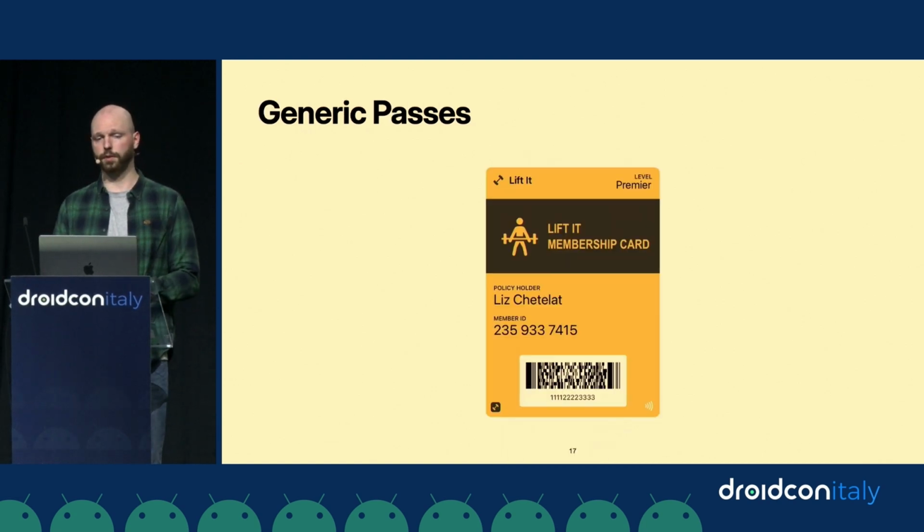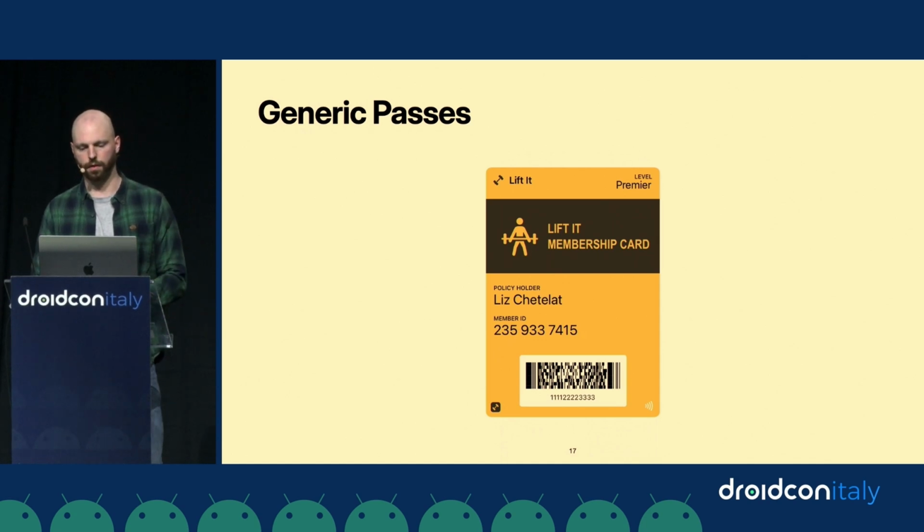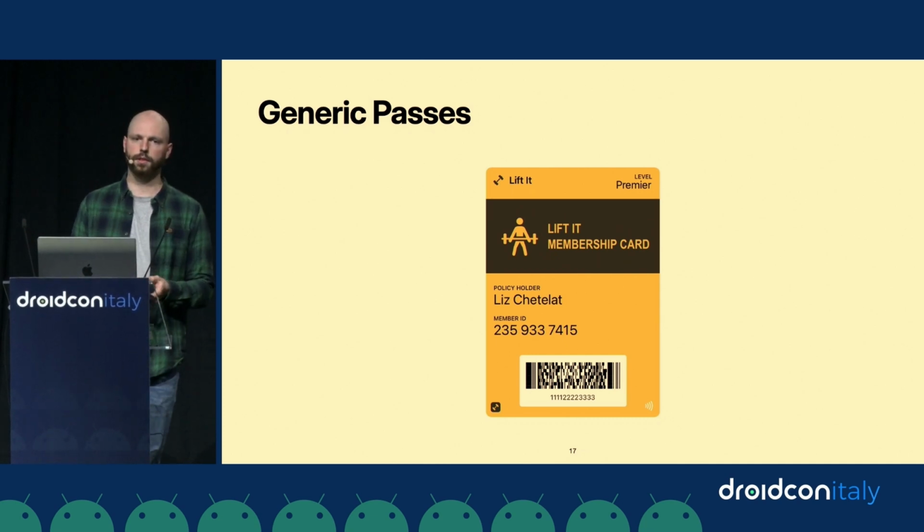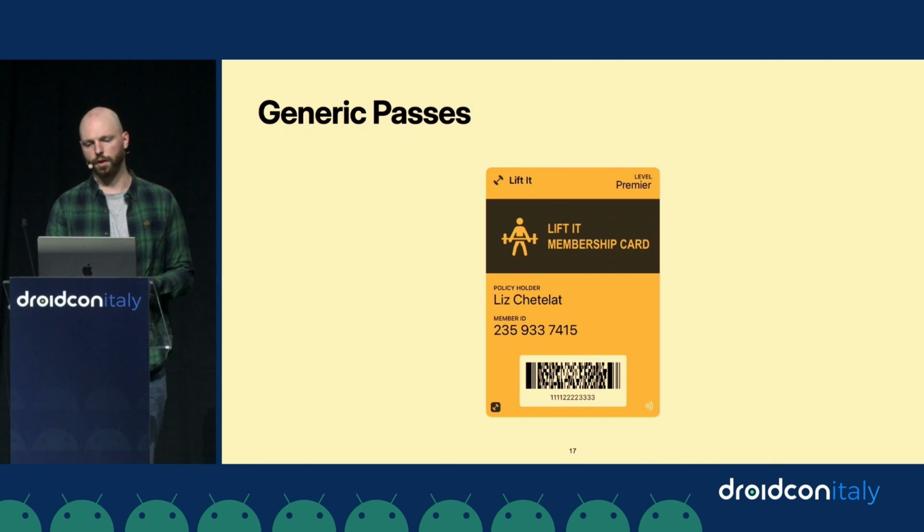Then the last type is a generic pass, in case nothing fits from the previously mentioned categories. In this case, it's, for example, a gym membership card. And similar to our physical tickets, the digital ones also have a backside.